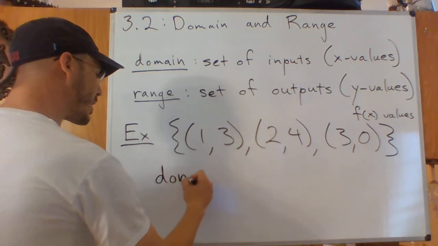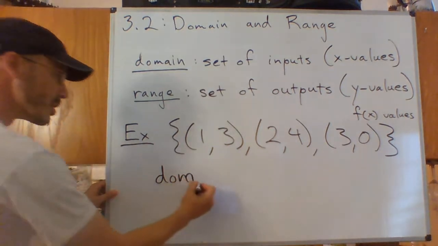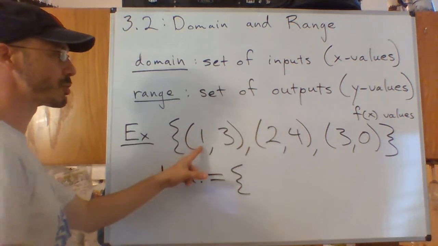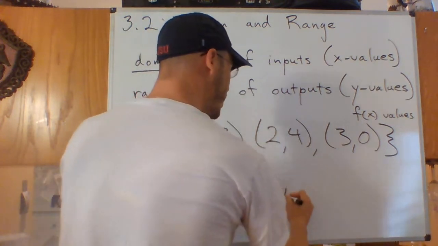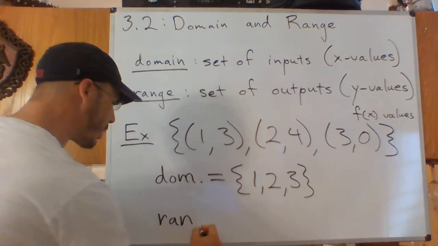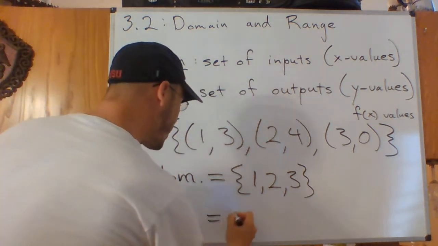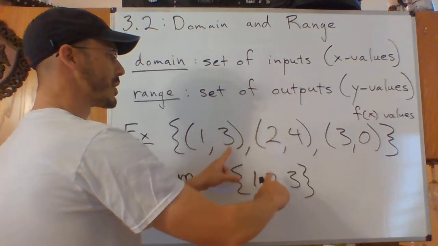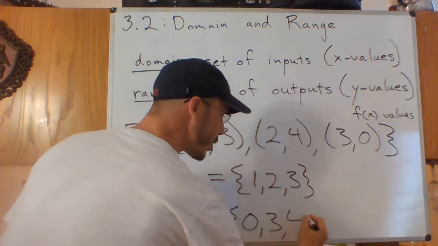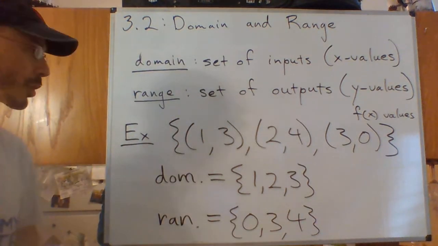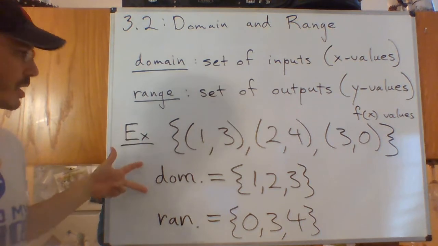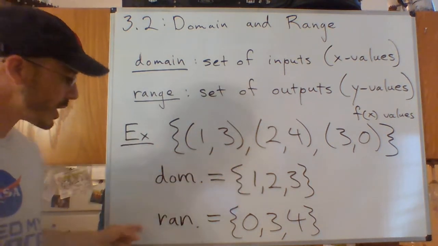For us, though, what we're looking at in this example is the domain, or DOM for short, which is the set of all the x values, or the input values, 1, 2, and 3. And that's it for that one. The range, or RAN for short, is the set of all the y values, which in this case are 3, 4, and 0. I'm going to put 0 first, then 3, then 4. Just having the numbers in order helps to keep them organized. This is a simple example, but x value, y value, all the x values of the domain, all the y values of the range.